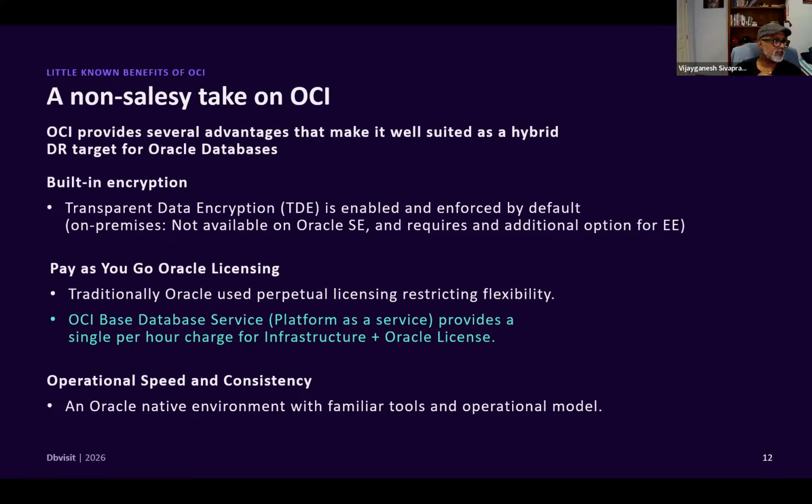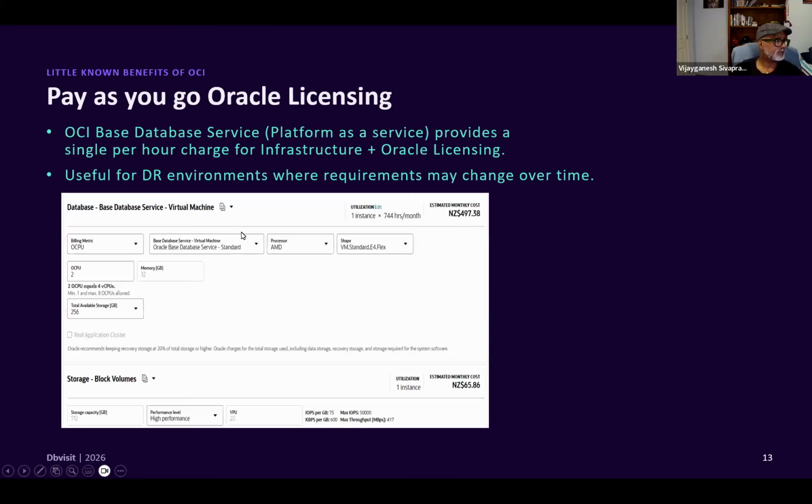But with OCI database as a service, it provides a per-hour charge for your infrastructure and your license as well. This makes it useful for you to have environments, even non-production environments, with restricted uptime, so that you can save cost on your licensing as well. And with operational speed and consistency, all Oracle native environments have their own familiar tools and operation model that will help ensure maximum speed and consistency across that infrastructure.